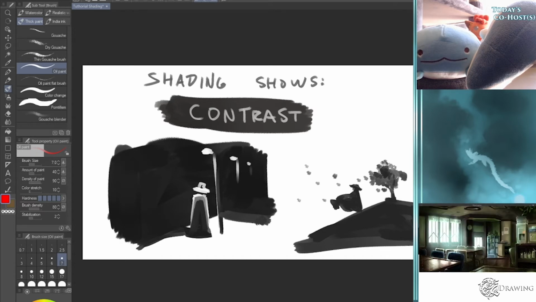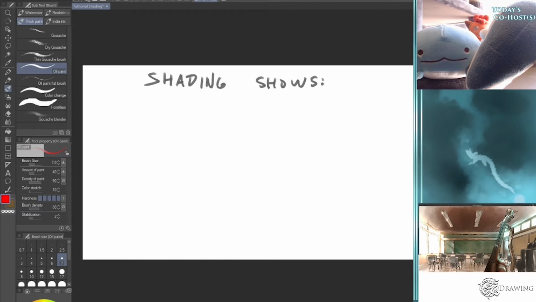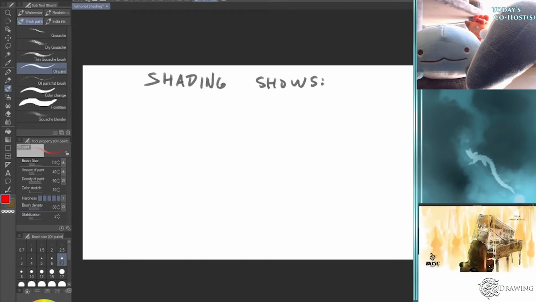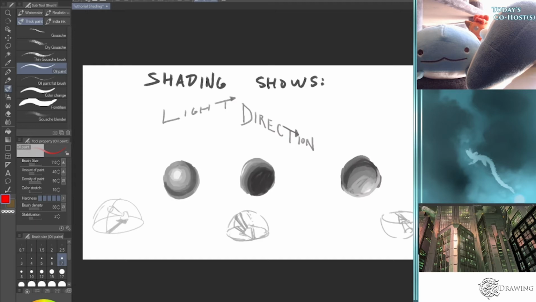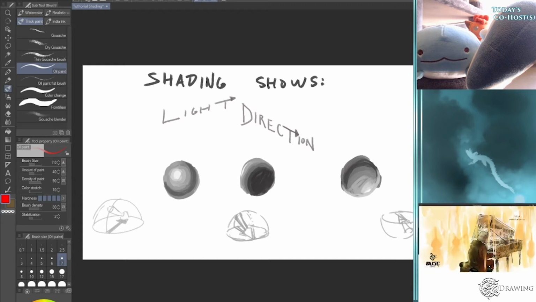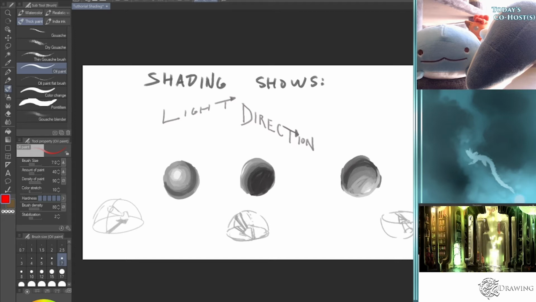There's at least one more thing that I really think you guys should be able to guess about what shading shows. So, what is it? Correct. Light direction. You can't shade if you do not know light direction. Now, it's telling that this is one that we didn't see guessed right off the bat. But this is so important. If you don't know where the light is coming from, you can't shade.